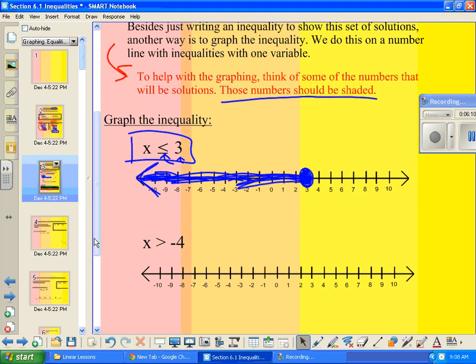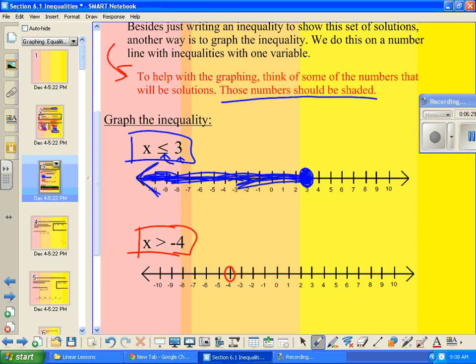Going down to another one here, x is greater than negative 4. This one, with x being greater than negative 4, that's the solutions. Negative 4 is not a possible answer. So negative 4 is still the number I want to start on, but I'm going to put an open circle on negative 4. x can be anything greater than negative 4.